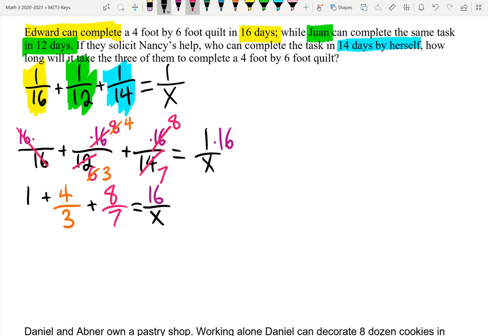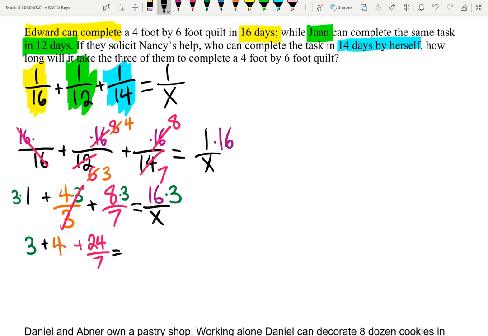Now I'm going to decide to multiply by 3 to each term. 3 times 1 is going to result in 3. 3 divided by 3 is going to cancel, leaving me with just 4. 8 times 3 is going to result in 24 over 7, which is going to be equal to 16 times 3.